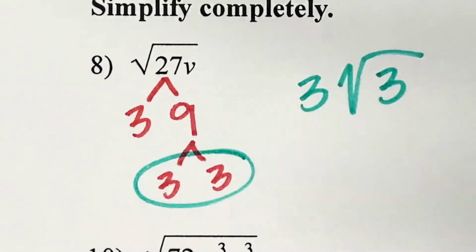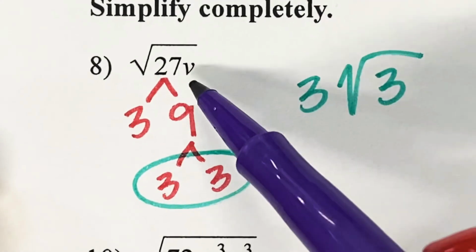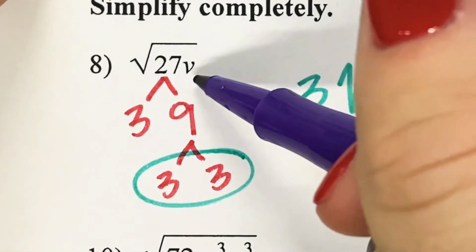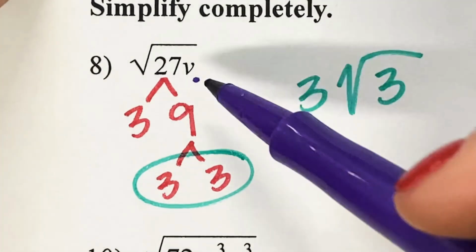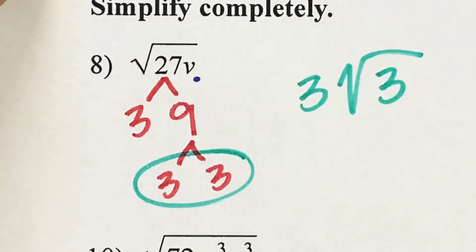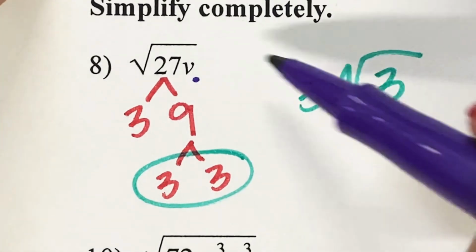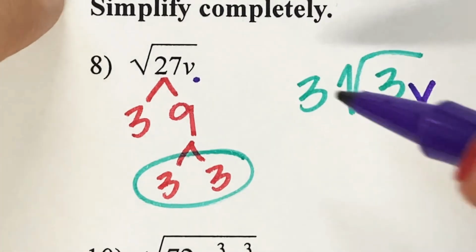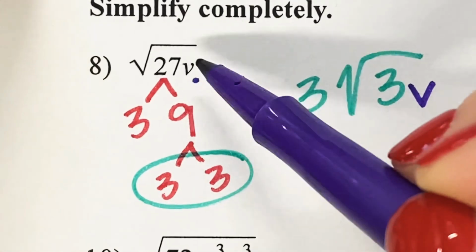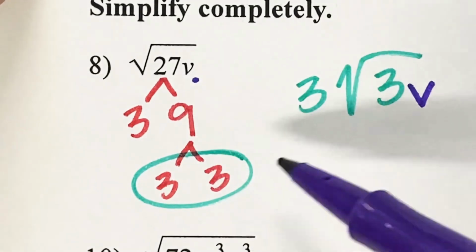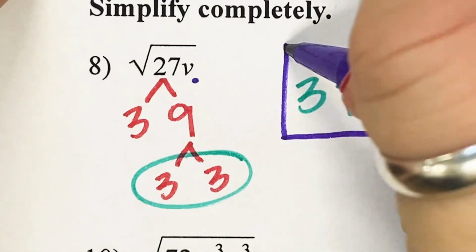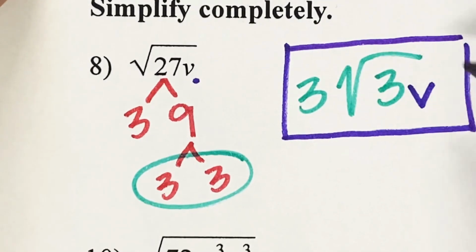But we're not quite done because now I have a variable. The variables act just like the numbers. We need a pair of them in order to leave the radical. We only have one v here. So can this v pair up with another v in order to leave? Nope. So my v has to stay inside. Variables have to pair up with variables, just like numbers have to pair up with numbers. So our final simplified radical is 3 root 3v.